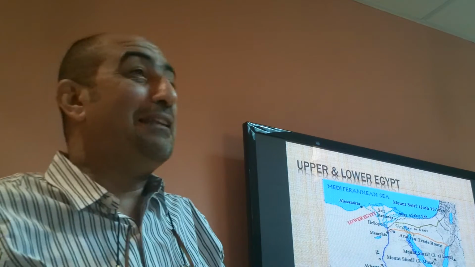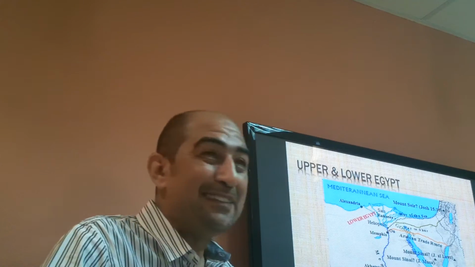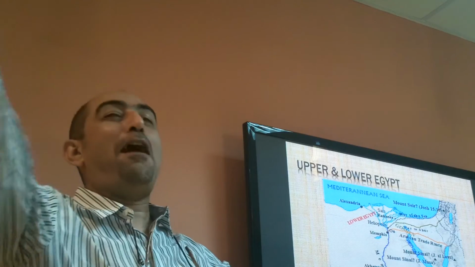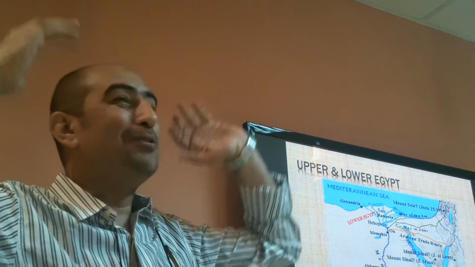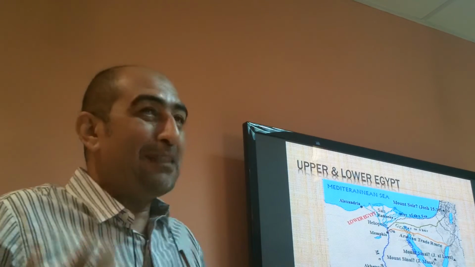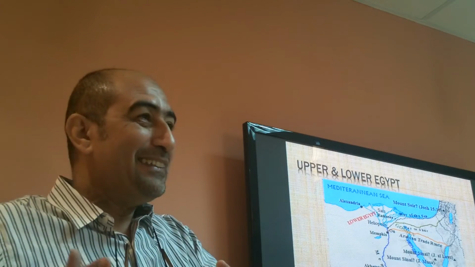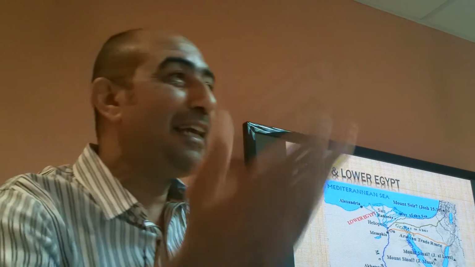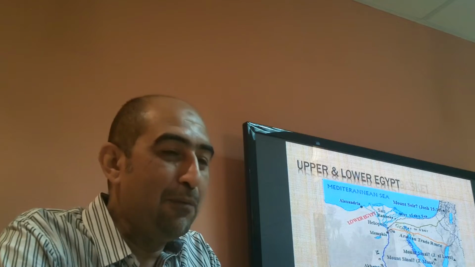The same day, the same minute, the king in Upper Egypt is claiming that he's the king of Upper and Lower Egypt, and he's also wearing the double crown. So actually, matter of fact, you have two kings, each one of them claiming that he's the king of the United Kingdom, or the two countries.